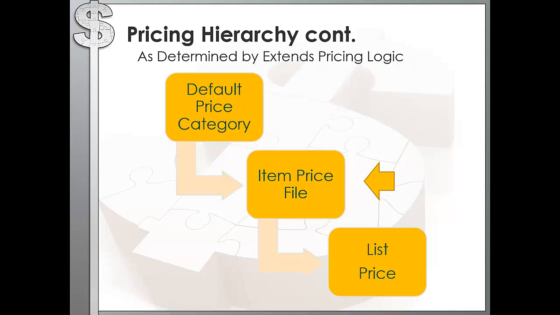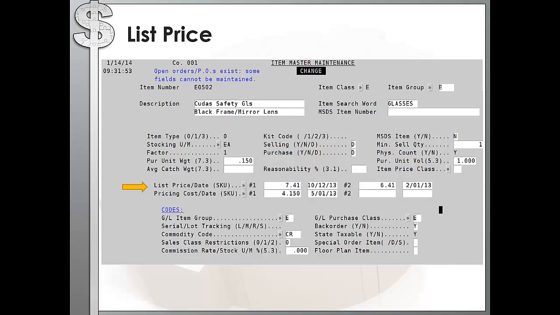Now, if for some reason we don't get a hit in our item pricing file, we'll fall through to the very last stage of our pricing hierarchy, which is the list price. Now, this is the same list price that you see in item master, and the only way that you get here is if there is no other rule in place. So taking a look at our item master screen, you see the list price field, and you see that we have two prices in there because the list price can have effective dates applied.